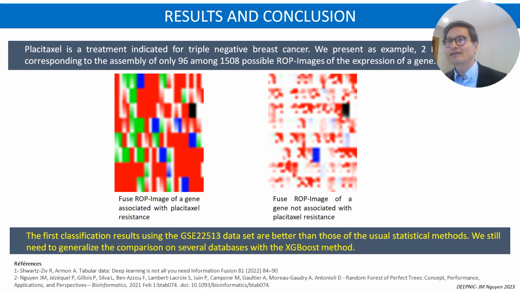It is so powerful that the human eyes can make the difference between a gene associated with the resistance of the treatment on the left and the expression of a gene which is not associated with the resistance of the treatment. And when you compare with all of the methods, we have always the best result.